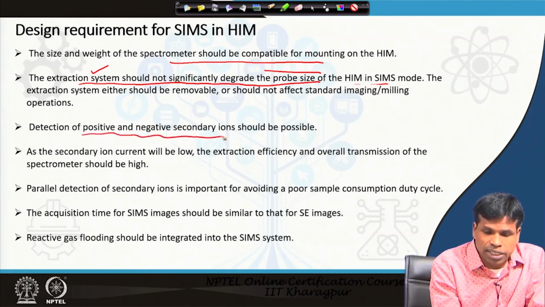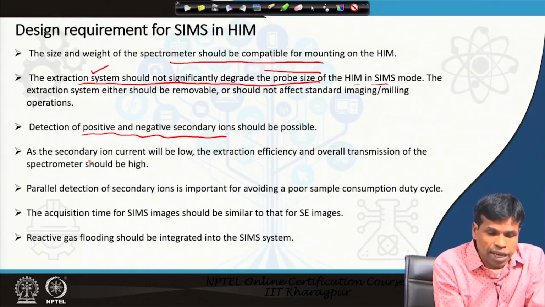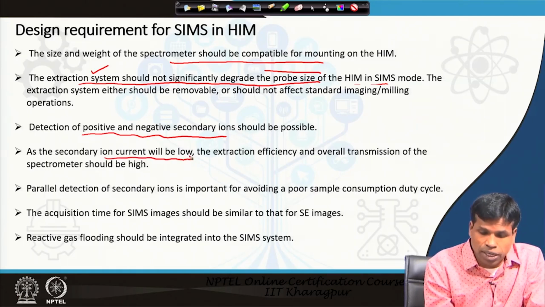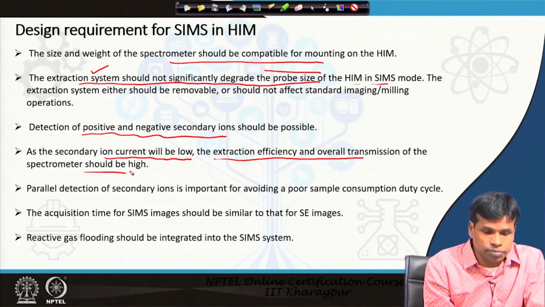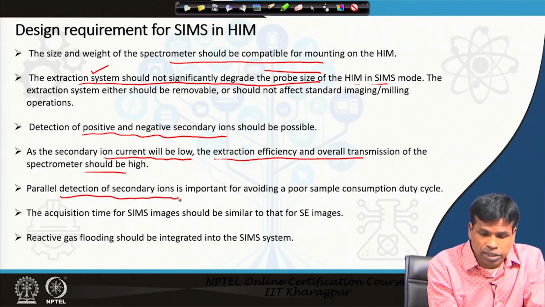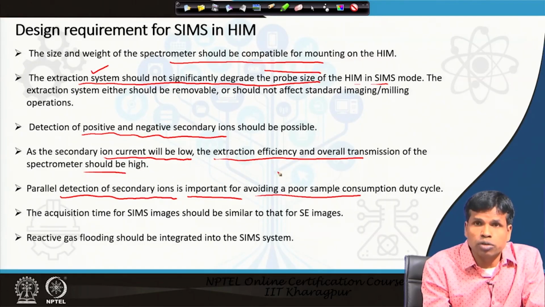Detection of positive and negative secondary ions should be possible. It should allow us to detect not only one type of ion, but both types of ions simultaneously. As the secondary ion current is normally low, extraction efficiency and overall transmission of the spectrometer should be high. Parallel detection of the secondary ions is important for avoiding poor sample consumption in the duty cycle. That is why we use a magnetic sector mass spectrometer in the SIMS attached to the helium ion microscope.